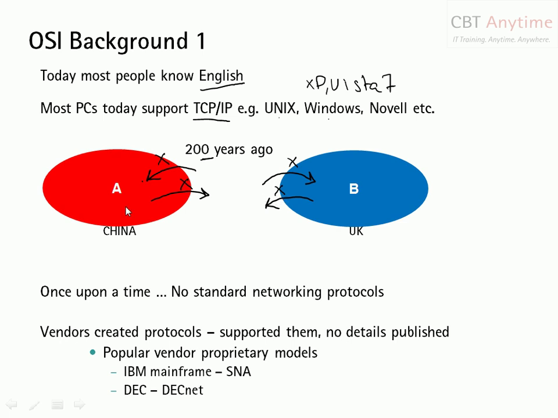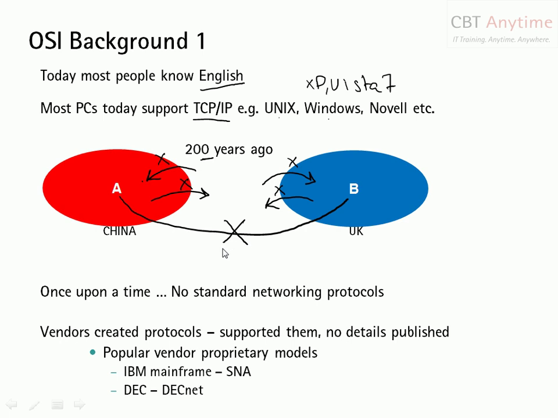So my question to you then is, could you get this guy A to communicate with this guy B in the UK? Can they talk to each other? Do they know each other's language? Do they know each other's dictionaries, the alphabets? No, absolutely not. So these guys could never communicate with each other.